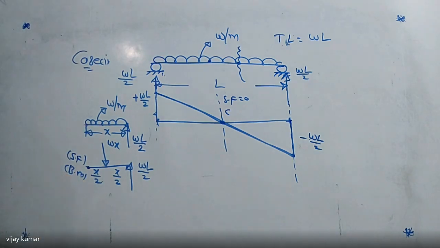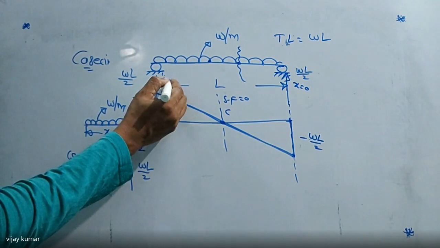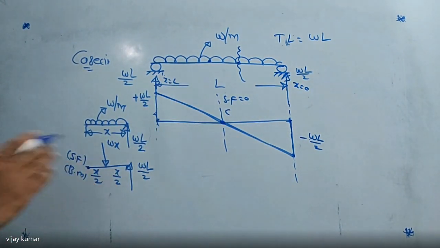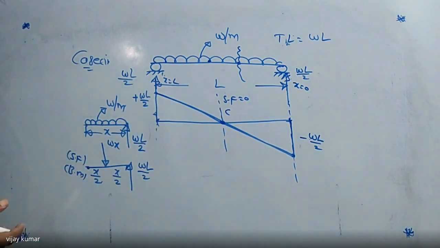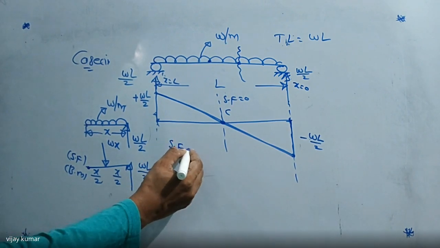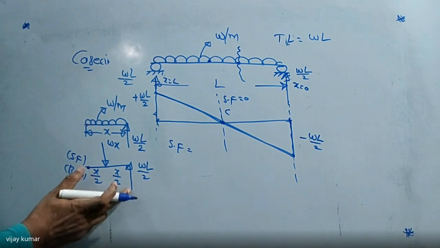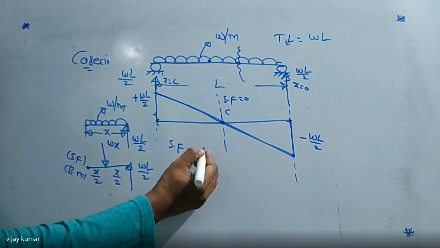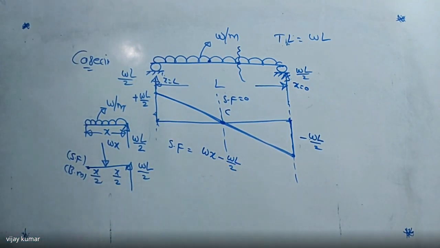Now listen carefully here. So here I am taking X equal to 0. Here I am taking X equal to L. Now I am going to find the shear force equation and the bending moment equation. We can draw directly, otherwise we can follow like this also. So here the shear force is equal to how much? From this diagram, shear force is equal to the sum of the forces. One is upward, one is downward. Downward is positive, that is Wx minus WL by 2. This is the shear force equation.